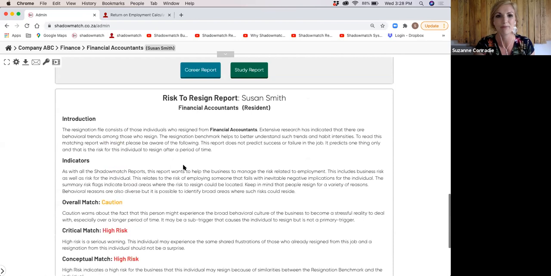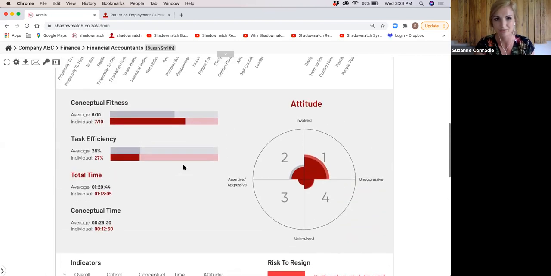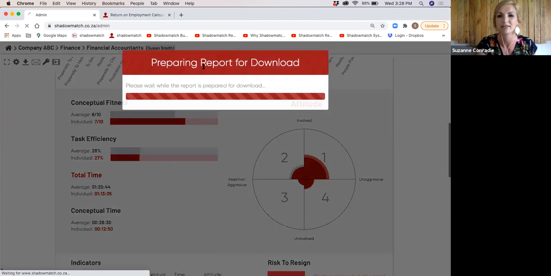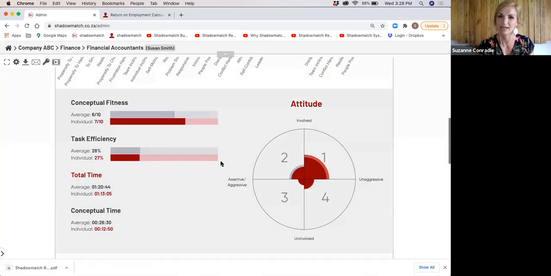Now, ladies and gentlemen, remember anywhere on the system, if you want to download a report, you can simply click this option here, that download icon on the left part of the screen. If I download, preparing my report to download, and now I have my resignation risk report in my hand and I can work with it.